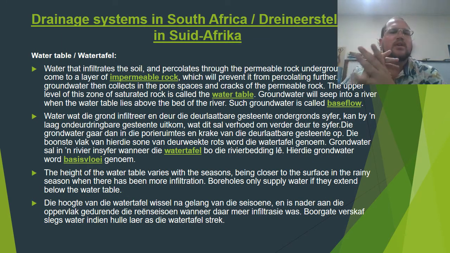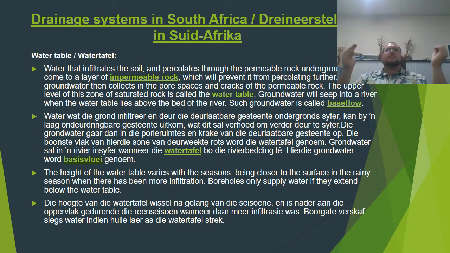Water infiltrates the soil and percolates through the permeable rock underground. It may come to a layer of impermeable rock where it can't seep through, which will prevent it from percolating further. You can read through that. The height of the water table varies with the seasons, being closer to the surface in the rainy season when there has been more infiltration.